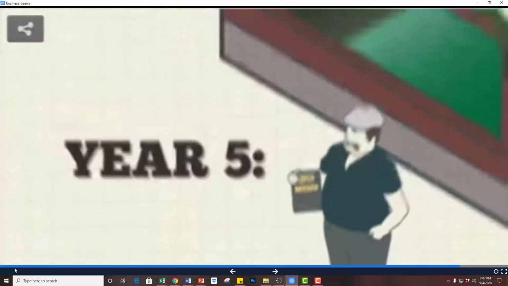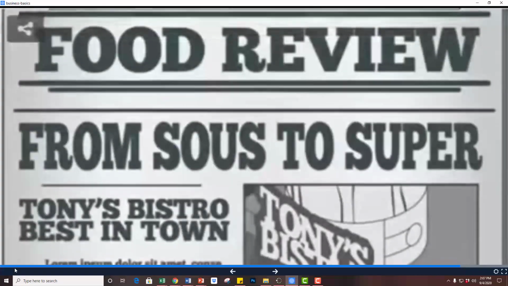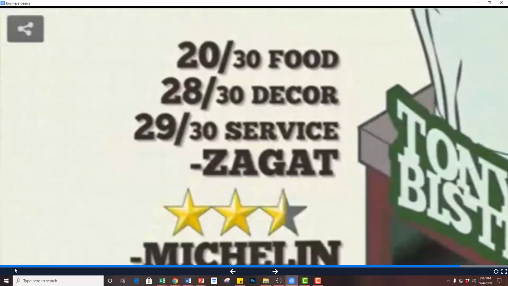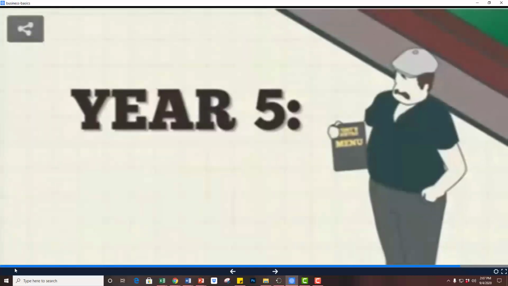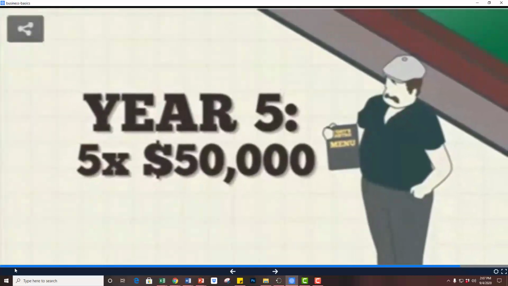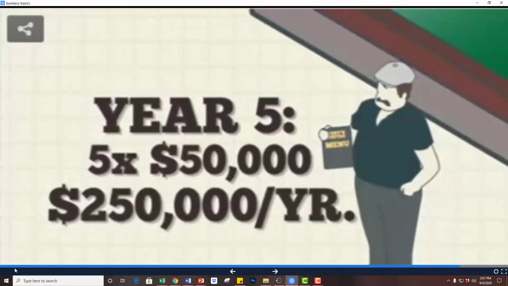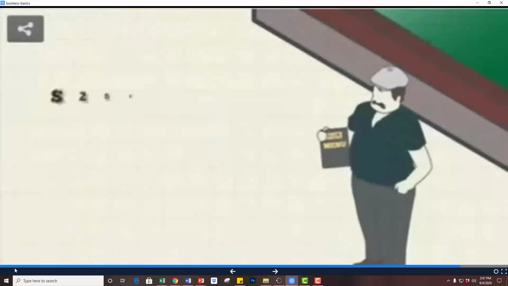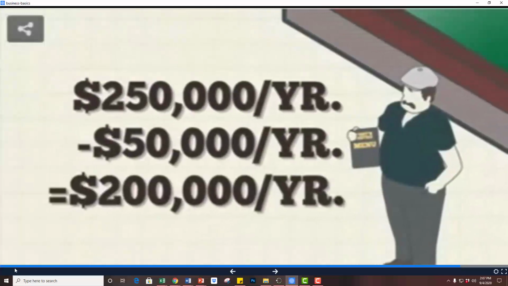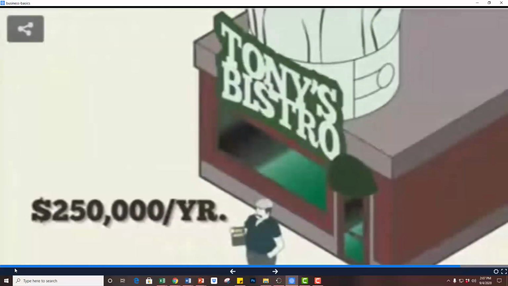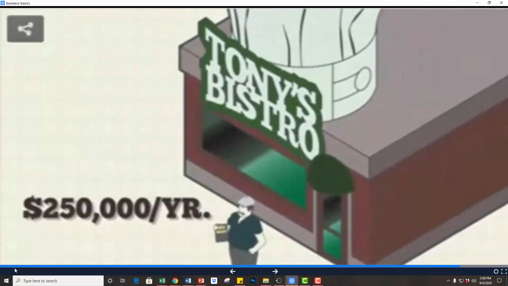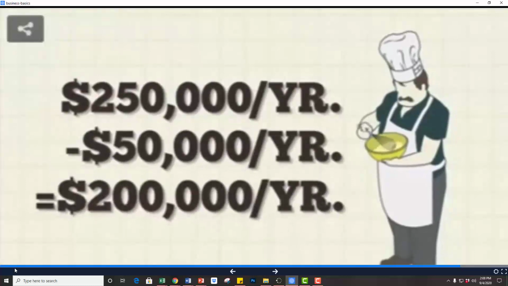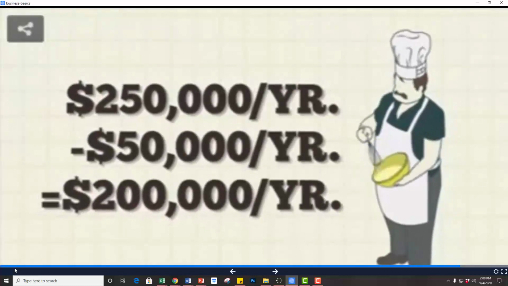Suddenly, in year 5, Tony's Bistro starts receiving rave reviews from food critics and earning top rankings from Zagat and Michelin. Business is booming, and he is making 5 times as much as he made at his old job, or $250,000 a year. He realizes that if he was still working as a sous chef, his opportunity cost would now be $200,000 a year. Although Tony sacrificed income and his opportunity cost was high in the short term, in the long run, his opportunity cost would have been higher if he had not opened his own restaurant.